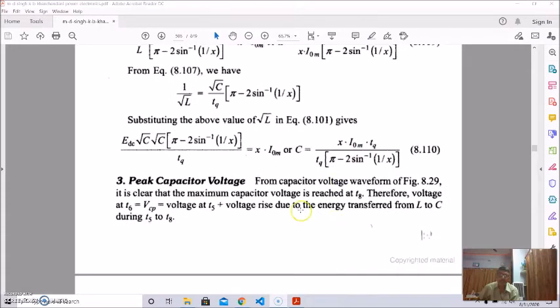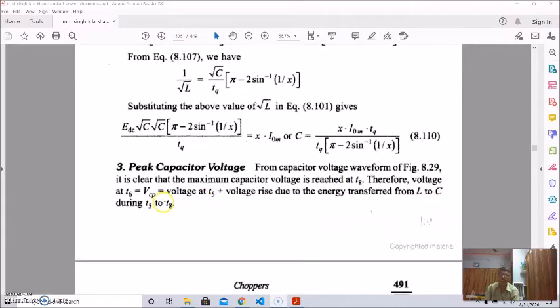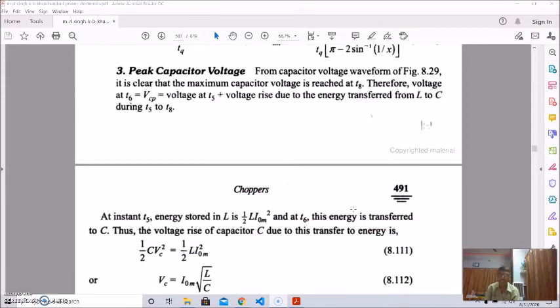And secondly, peak capacitor voltage can be found from the current waveforms of the current commutated choppers. It is clear that the maximum capacitor voltage is reached at T6, and therefore the voltage at T6 equals VCP, that is the voltage at T5 plus the voltage rise due to energy transfer from L to C during T5 to T6.